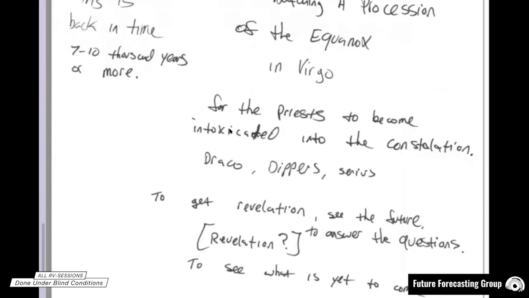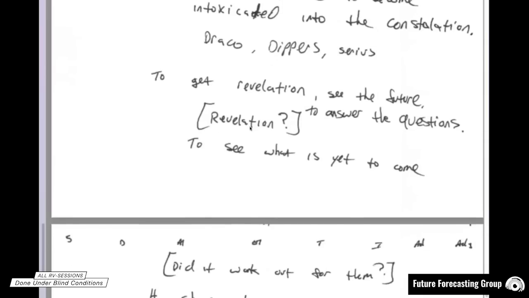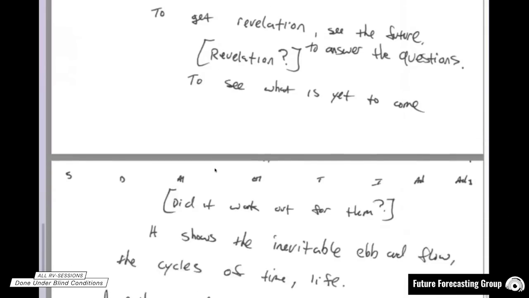For the priest to become intoxicated into the constellation, Draco, Dippers, I don't know what that is. Sirius. Dog star. To get revelation, see the future, to answer the questions. Revelation, though, I question. To see what is yet to come.